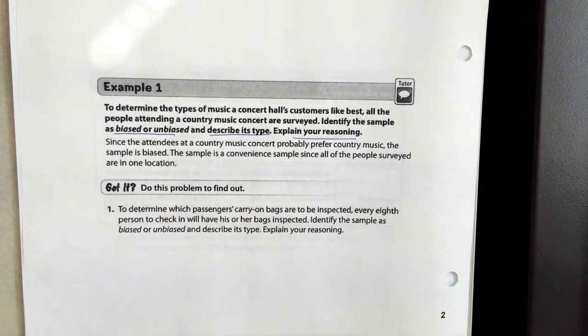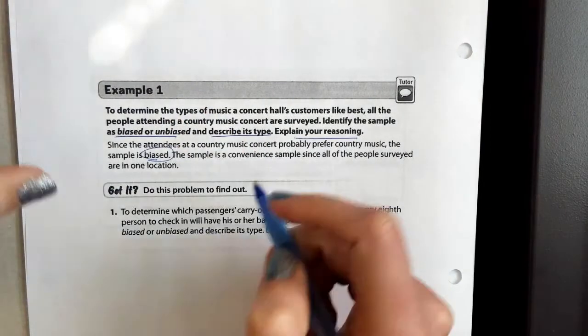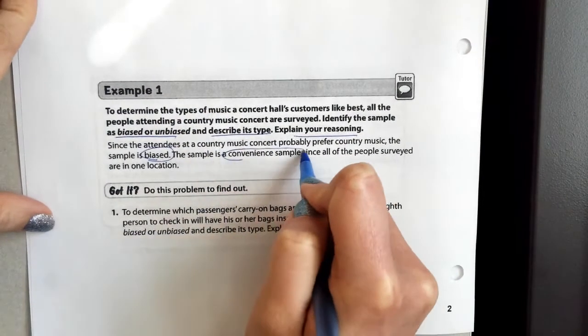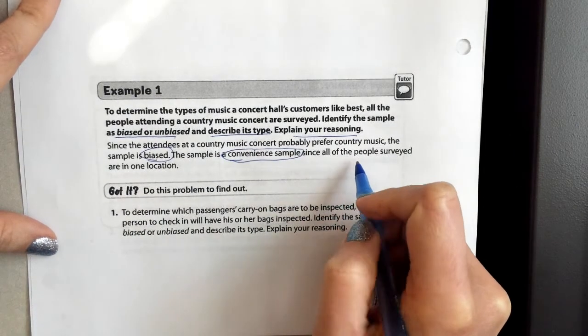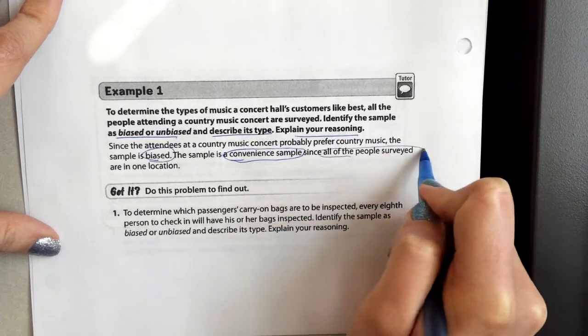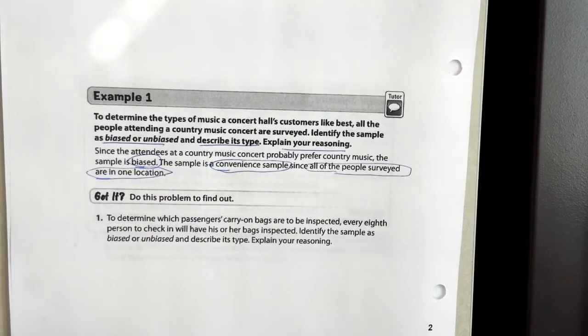So the first thing is, since the attendees at the country music concert probably prefer country music, the sample's biased. So here's the first answer. This sample is a convenient sample, that's the second answer, since all of the people surveyed are in one location. That's the last answer. Okay, so there's 3 different answers there.